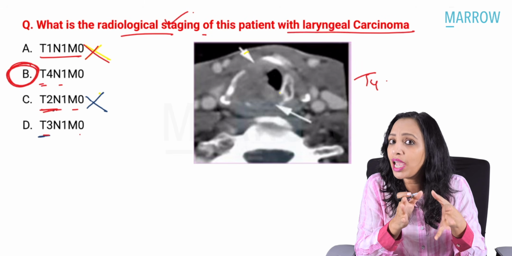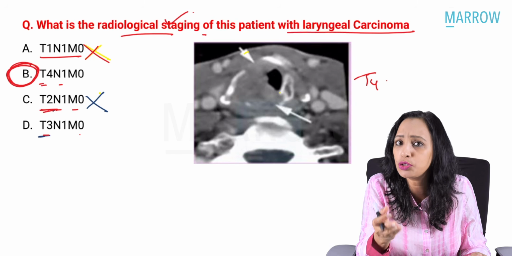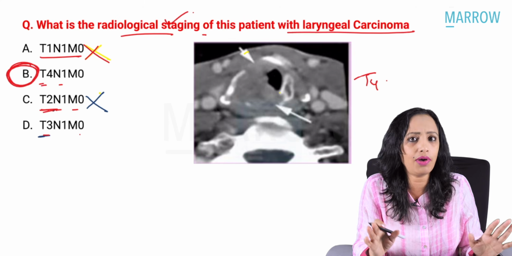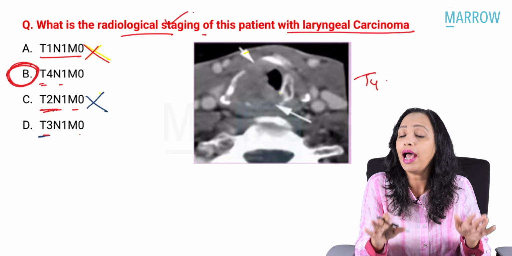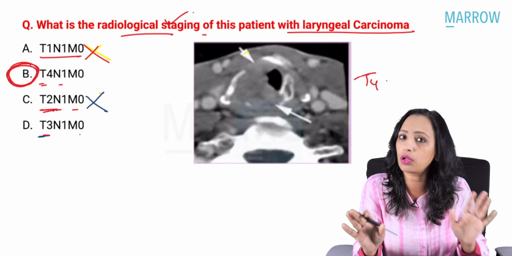Will that you be able to appreciate on a CT scan? No, that is an endoscopic finding, visualizing the vocal cord. So anyway, in one film you cannot make out whether there is impairment of the vocal cord, that also you cannot make out on a CT.